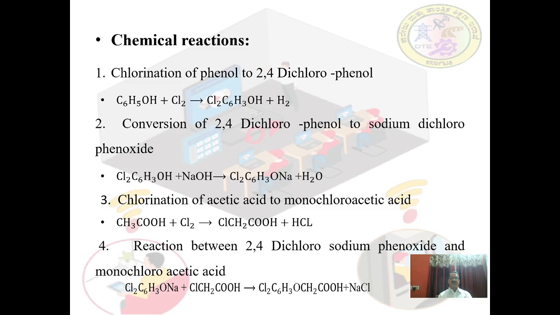CH3COOH plus Cl2 gives ClCH2COOH plus HCl. The last step is the reaction between 2,4-dichlorosodium phenoxide and monochloroacetic acid.